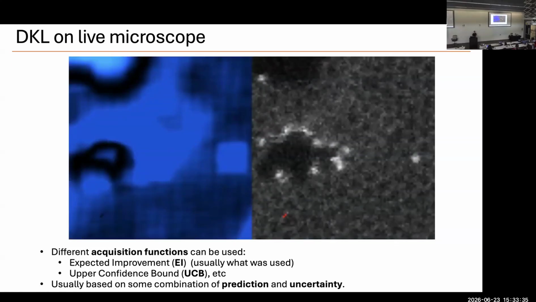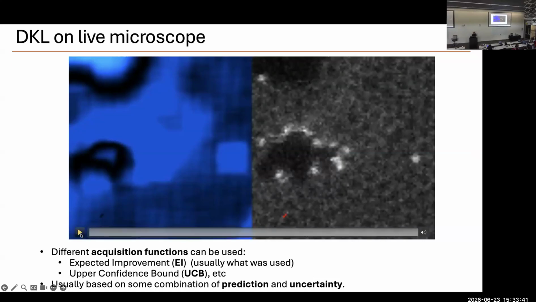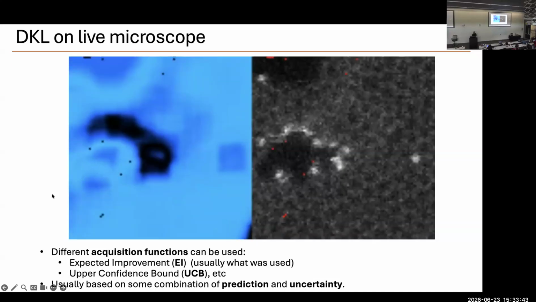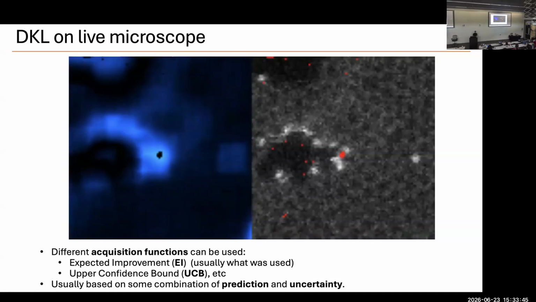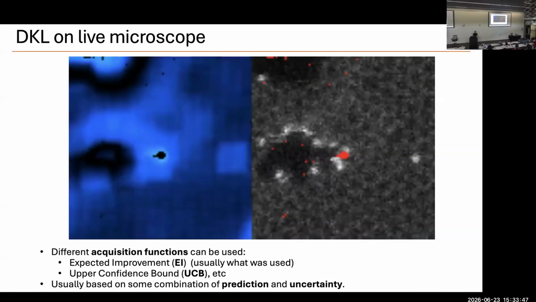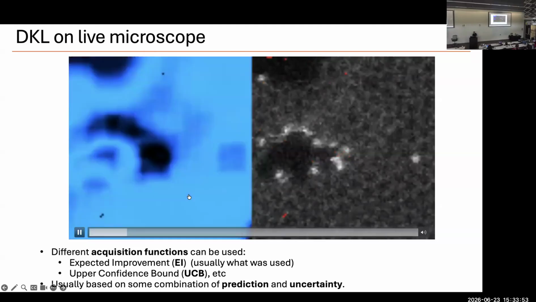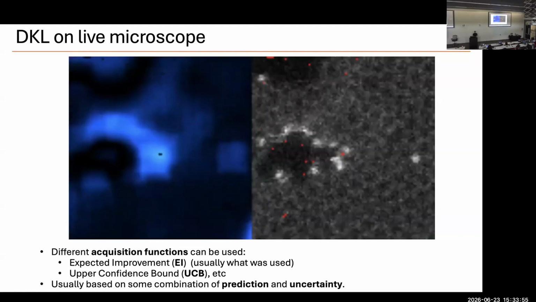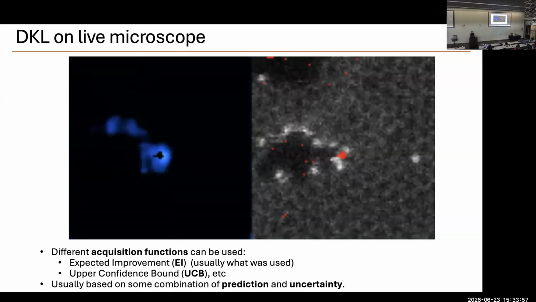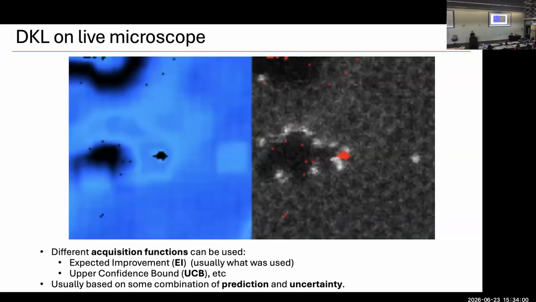The last slide that I showed was on pre-acquired data. This is on a live microscope. Again, I'm just showing the acquisition function. Here it's decided it's really interested in this one spot. I'll play that again. The DKL converges to just exploring this one location. Maybe it's changing during acquisition or something like that.